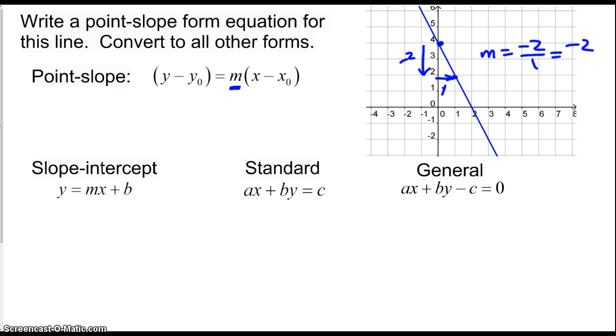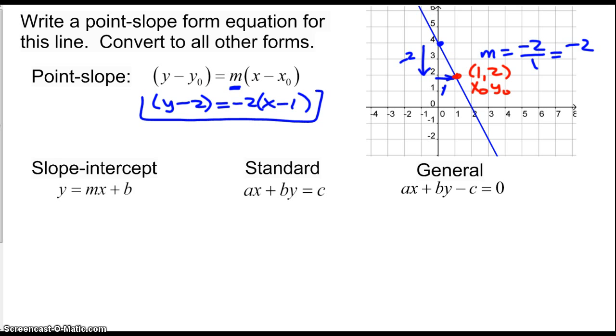All right, and then let's just pick a point. How about I pick this point right here, 1, 2, as my x0, y0 point. All right, I'm going to write the point-slope form out. y minus the y from the point I picked equals the slope times x minus the x from the point I picked. There it is. That's the point-slope form equation, or one of them. Okay, now to convert to these other things, I'm going to have to do some manipulations.